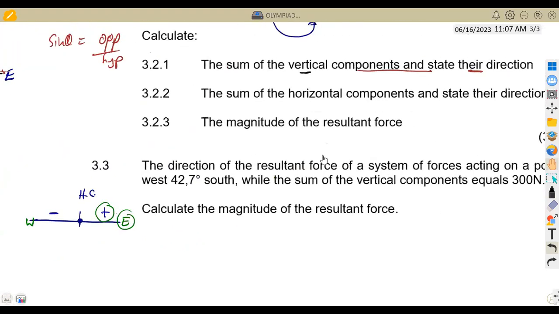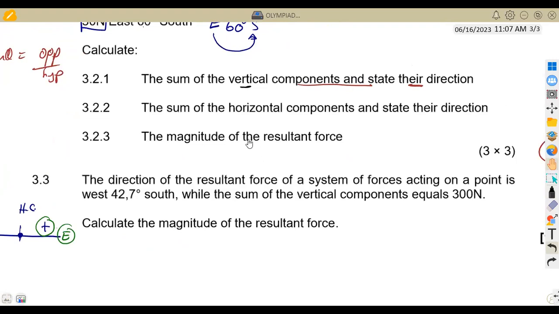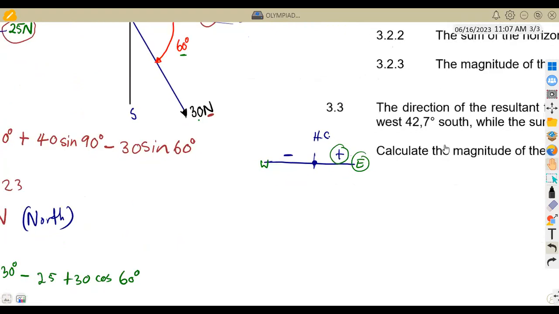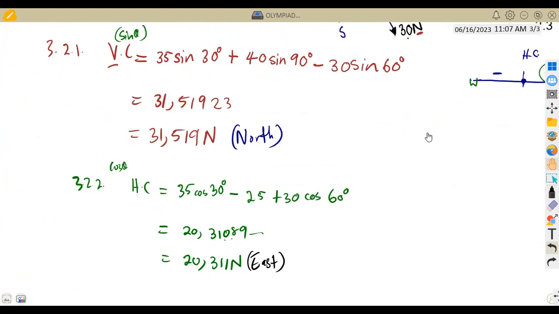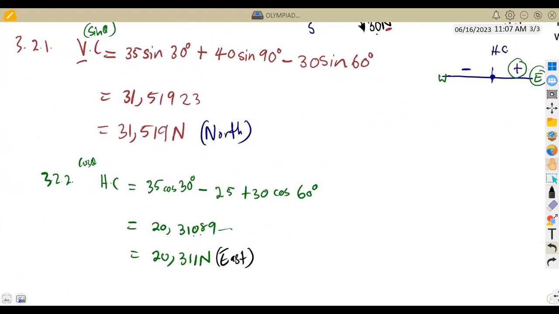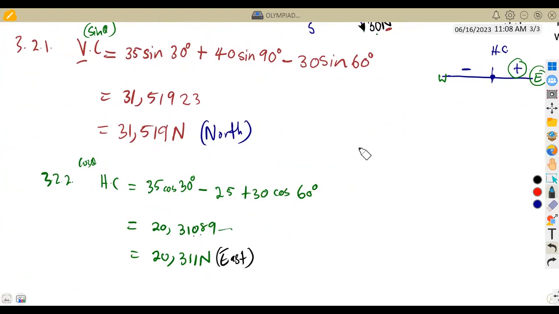Then now they're giving us on 3.23 to find the magnitude of the resultant force. All right, so what you do is that you work with the components that you calculated on this part. This is no longer about the original diagram. You go back to these values that we calculated now. We have our horizontal component here, so I'm just going to have it aside here. This is 3.23.